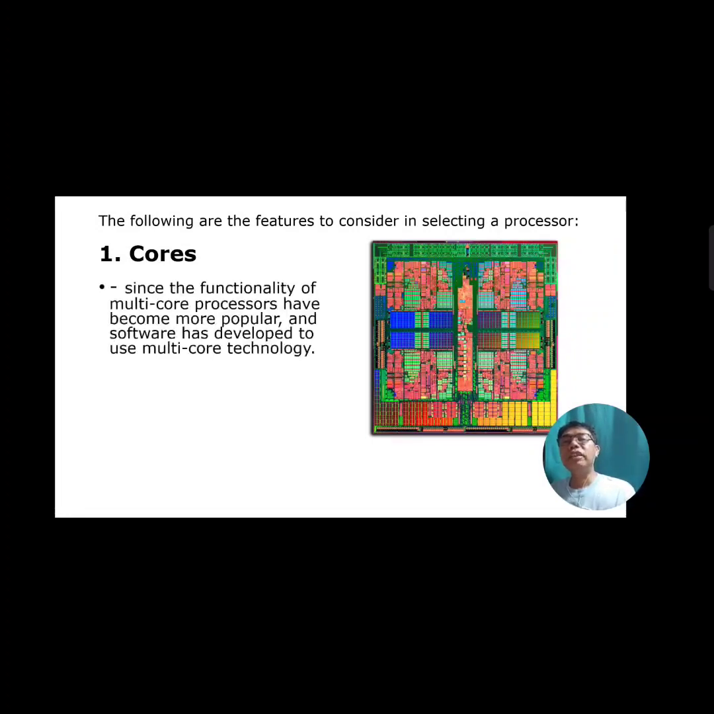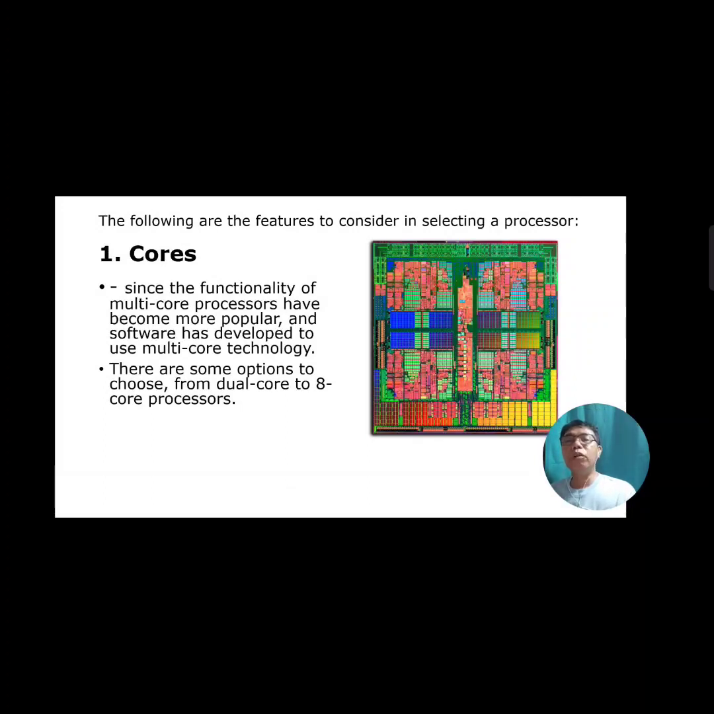Since the functionality of the multi-core processors have become more popular and software has developed to use multi-core technology, meaning to say the core is multi-layered, not only one layer but 2 or more layers. Some are 8, okay, or some are only 2. Some are 4, 6, 8, and others higher than that.